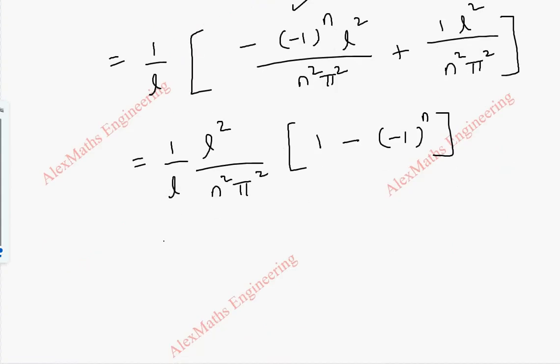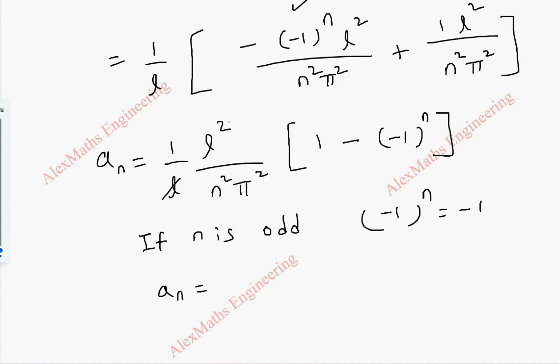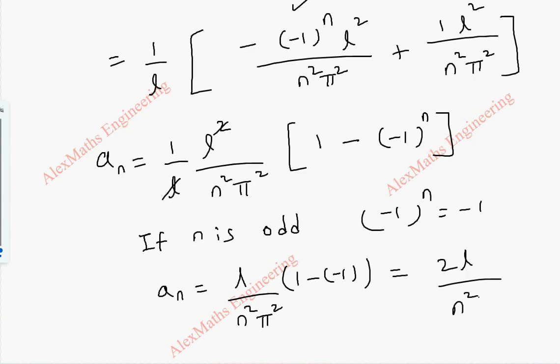Now this is our an, but if n is odd, then minus 1 whole power n, that is minus 1 power odd number, will be minus 1. So when I use it here, an becomes, we can also cancel this, L by n square pi square and 1 minus of minus 1. So totally this is 2. So we get 2L by n square pi square.